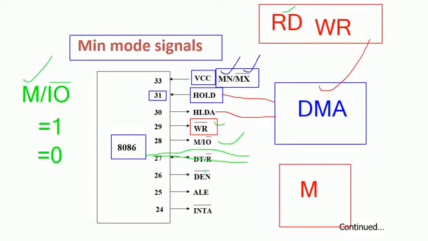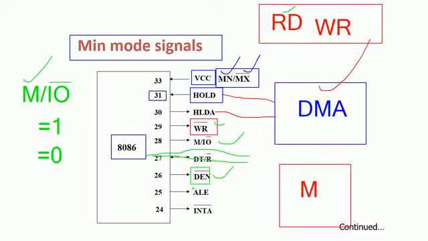Another signal is DEN bar, the data enable signal. The main intention of this data enable signal is to enable the data bus buffers, the external data bus buffer. To enable the external data bus buffer, we are using the DEN bar. Just remember that this signal is used for enabling the data bus buffers. What exactly the data bus buffer is, we'll see as we move on.